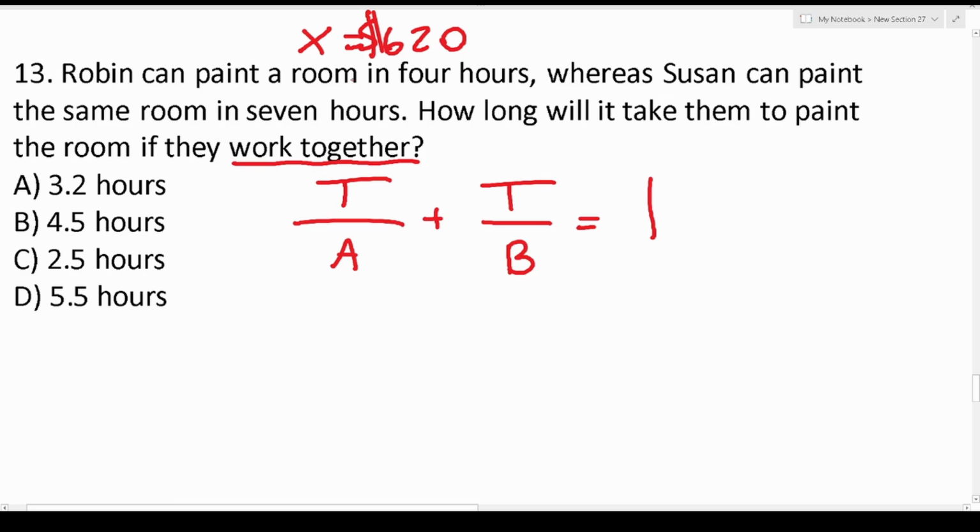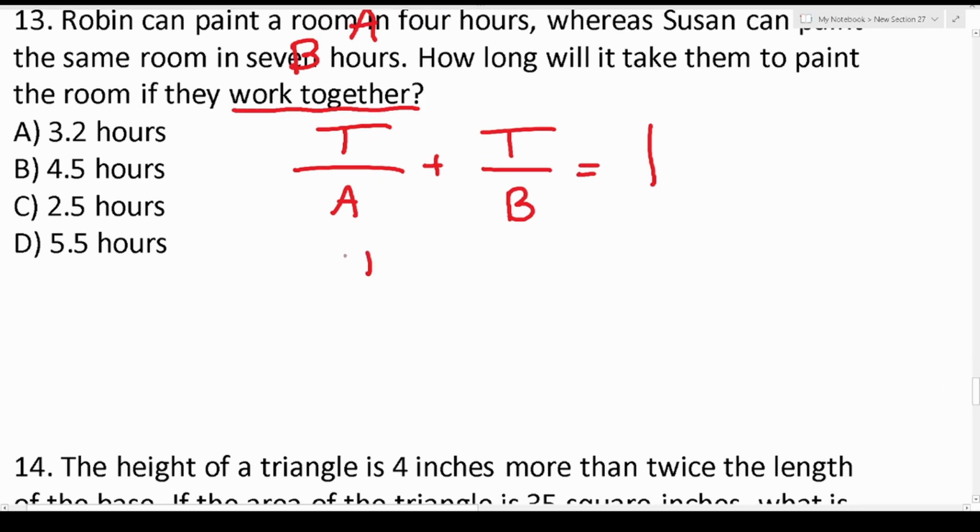So Robin can paint the room in 4 hours by herself. We're going to call that A. Susan can paint the room in 7 hours by herself. We're going to call that B. Okay, so let's plug those in respectively. We have T over 4, since Robin can paint the room in 4 hours by herself, plus T over 7, since Susan can paint the room in 7 hours by herself. And again, they can paint one room together. So by solving for T, we'll figure out how long it's going to take them to paint the room working together. That said, you can see we're adding two fractions here.